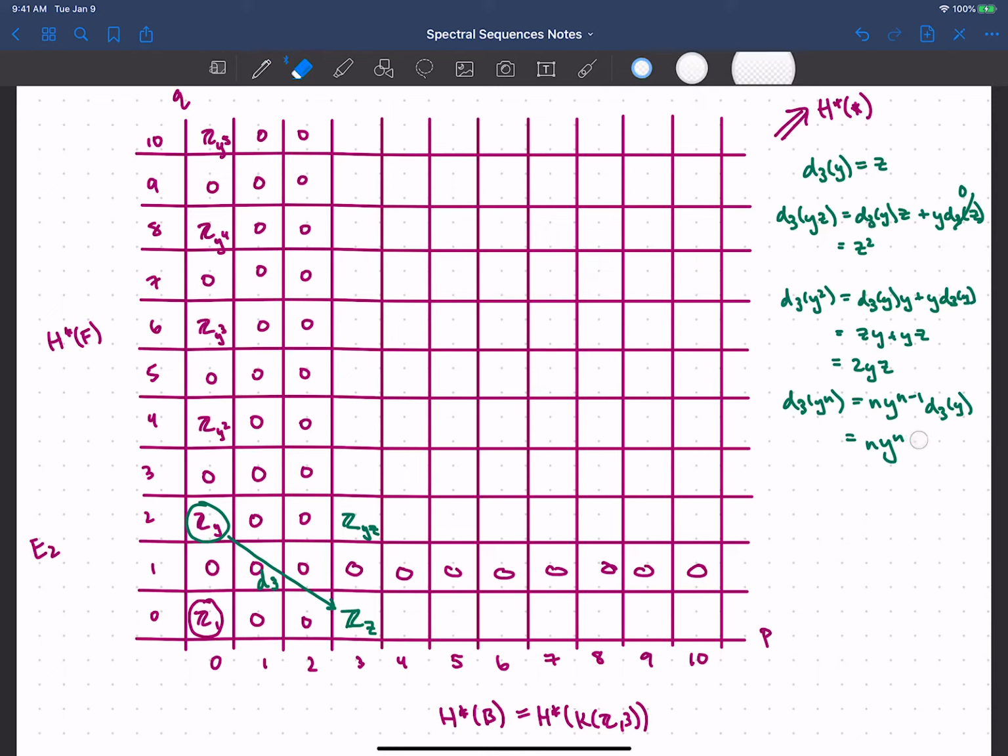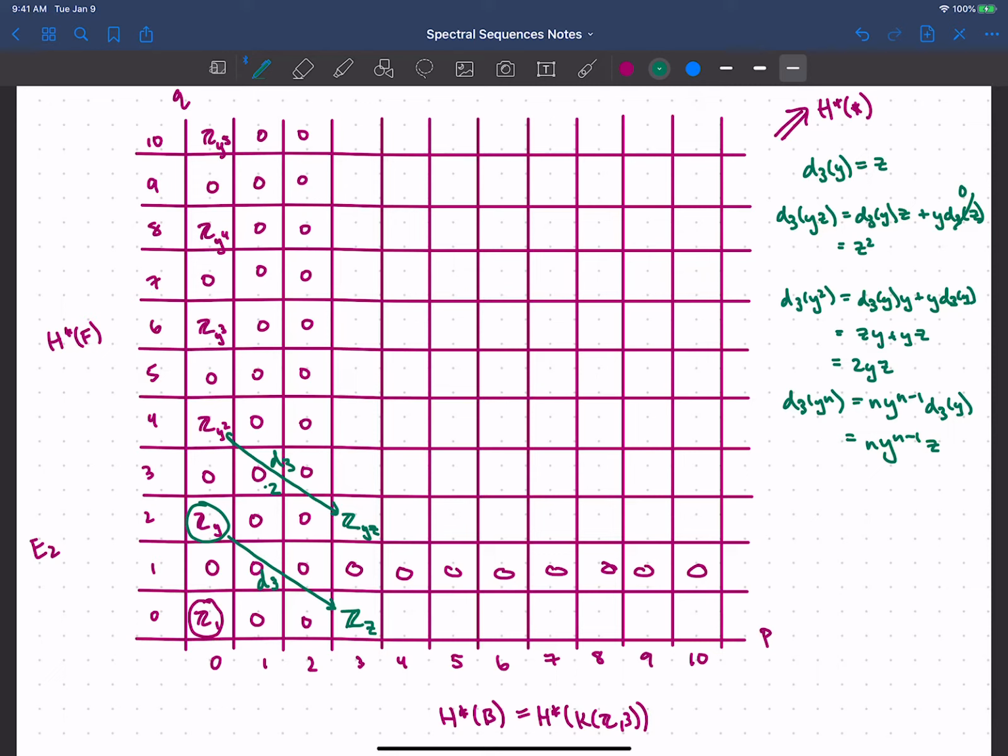Okay, so what does that tell me? That tells me that y squared is going to hit 2 times yz. So let's write times 2 there. Again, this is a D3 differential, so that's really happening on the E3 page, but we now see that that's an injection, but it's not an isomorphism. Okay, great.